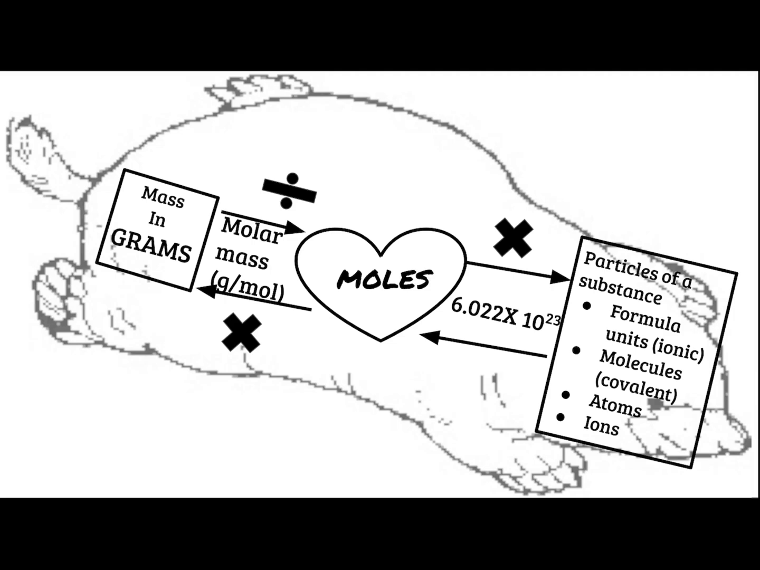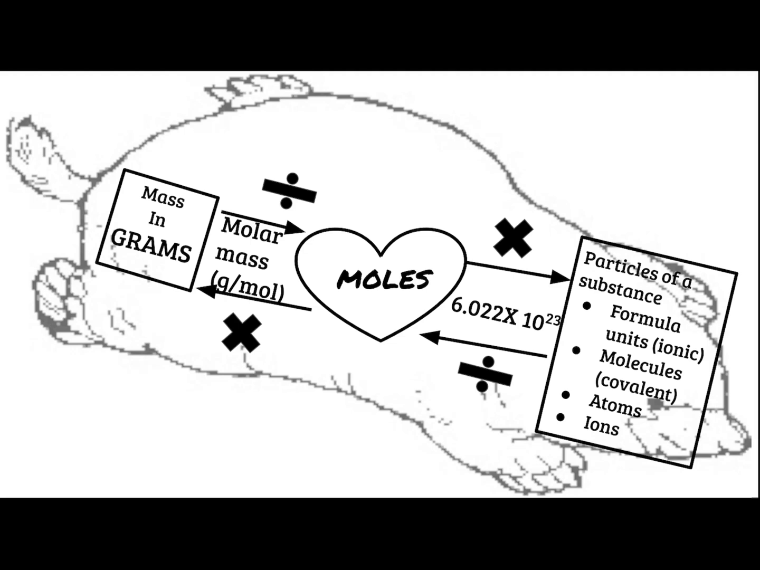Today we're talking about going from moles to particles. So particles can be formula units, molecules, atoms, or ions. Formula units are just what we call ionic compounds, and molecules are for covalent compounds. So remember that ionic is going to be a metal and a nonmetal, and covalent will be two nonmetals.